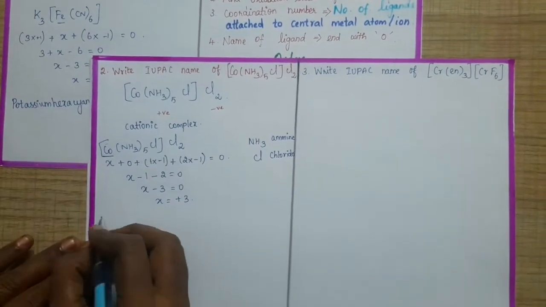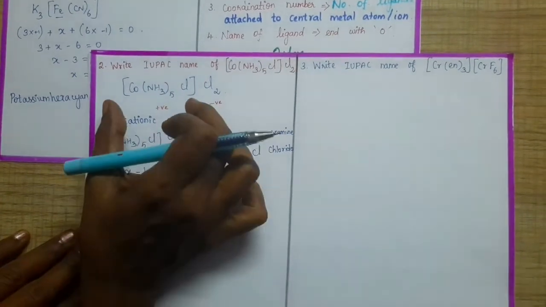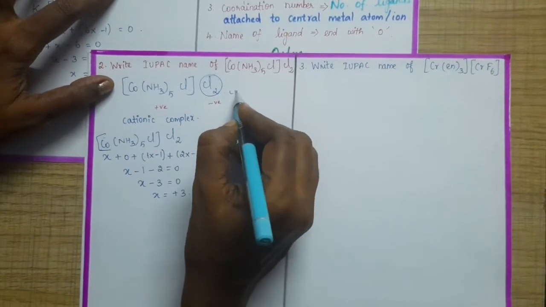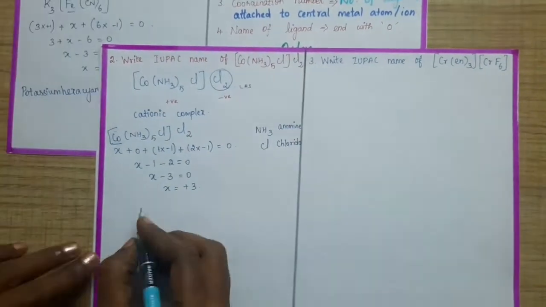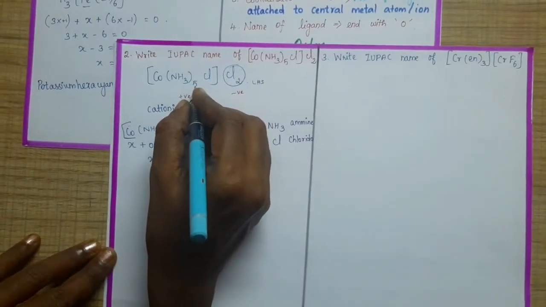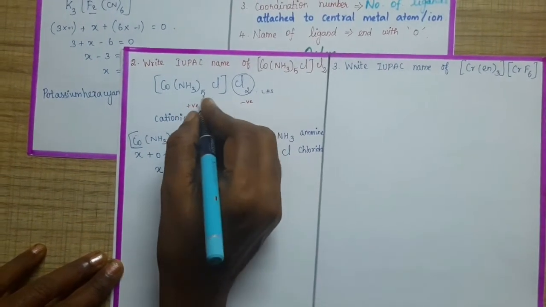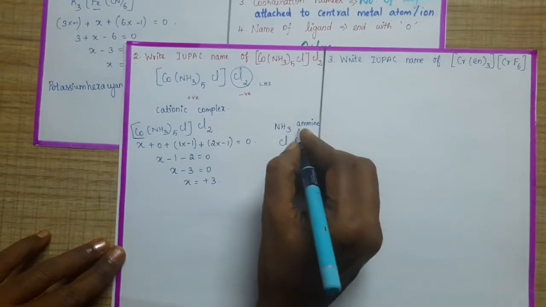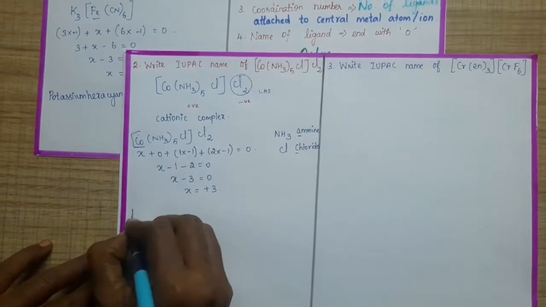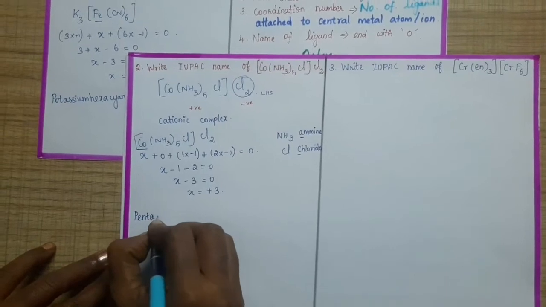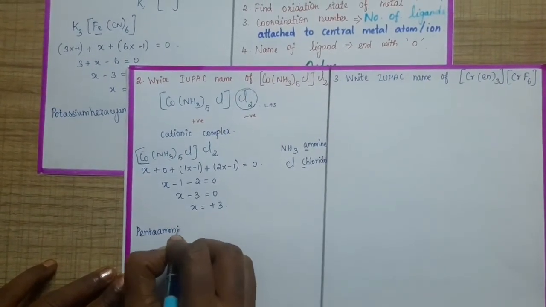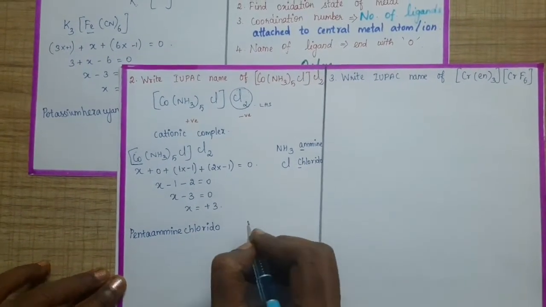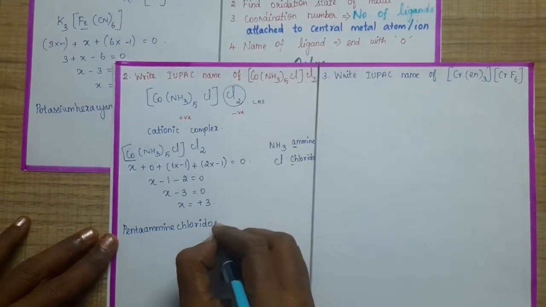So let us name this. Now in the square bracket it is present as the LHS compound, so we can name it finally. You first check the ligands. Okay, coordination number: it is 5 and 1. So ammine and chlorido, A comes first, isn't it? So pentaammine chlorido cobalt.